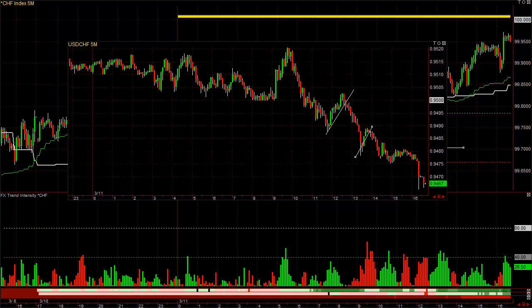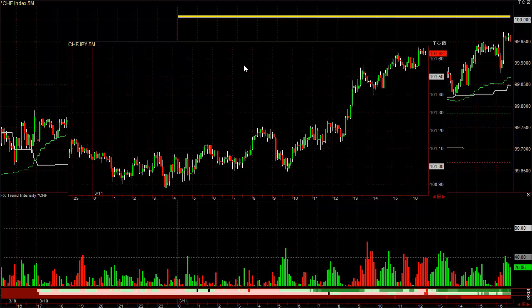And that's it in a nutshell on how to use this tool to find the strongest currencies to buy versus the weakest ones to sell. Let's take a look at the Swiss yen. Strong Swiss, weak yen, and it doesn't take a rocket scientist.